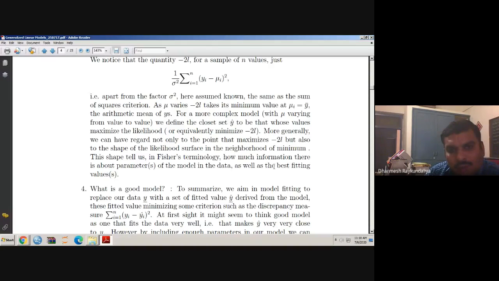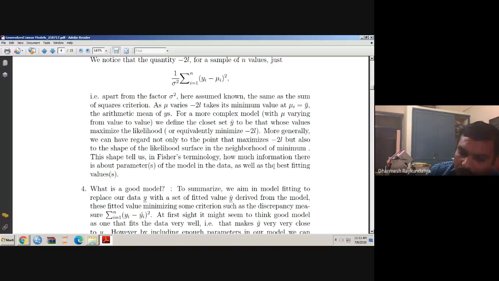Now once the model is fitted, you wish to see whether this model is really good or not. So now the question is, what is a good model? To summarize, we aim in model fitting to replace our data y with a set of fitted values ŷ derived from the model.